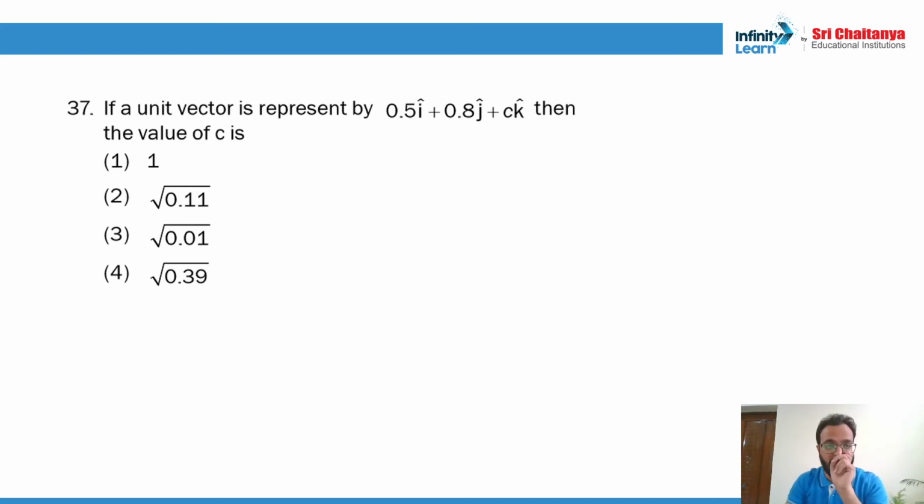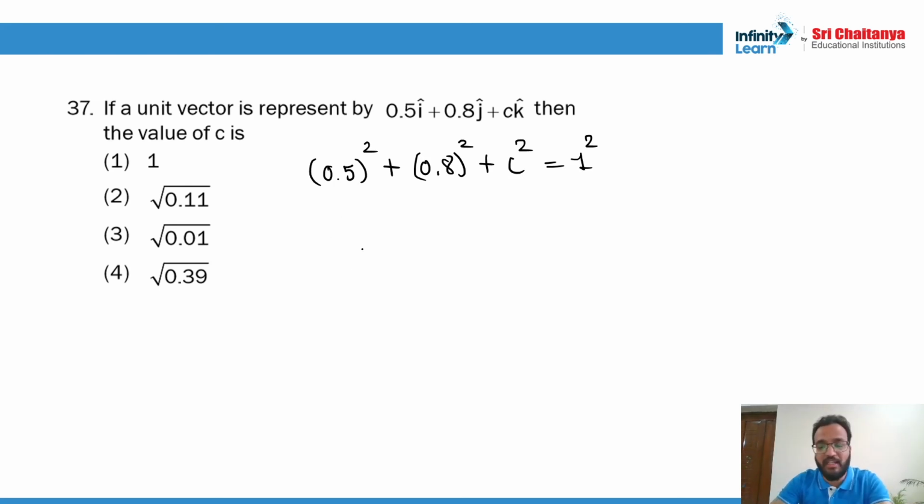Okay students, now let's come to question number 37, it is very simple. Unit vector means 0.5 square plus 0.8 square plus c square is equal to 1 square. Got it? So I guess you can solve it from here and get the right answer.